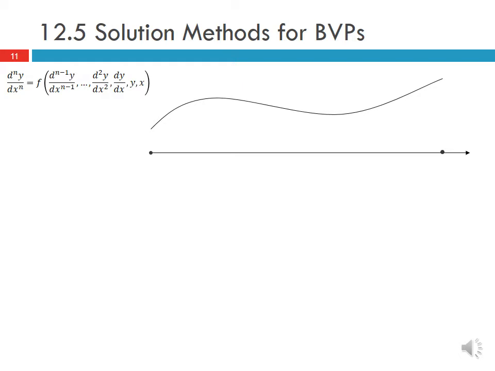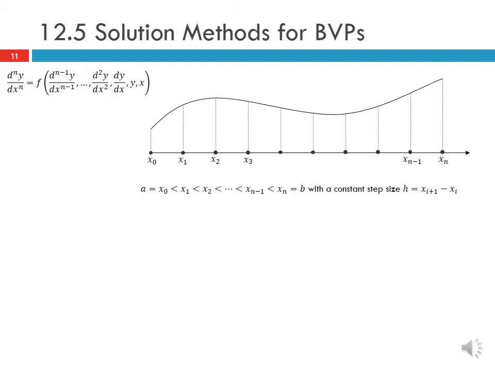So if we've got this function in our domain here, we discretize the domain into n intervals with our x's defined at each interval. Constant step size h is equal to xi+1 minus xi. The corresponding y values are denoted similarly, as you can see here.